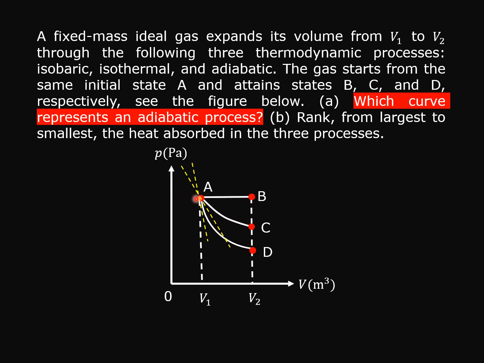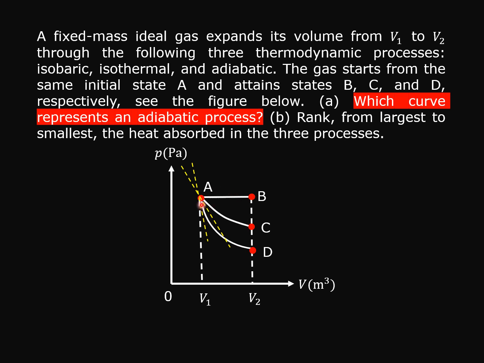So between AC and AD, we need to identify which one is the adiabatic process and which one is the isothermal process. To differentiate these two processes, we need to know about the gradients of the curves. To compare the gradients of these two curves, we need to choose a point which is the intersection point of the two curves.